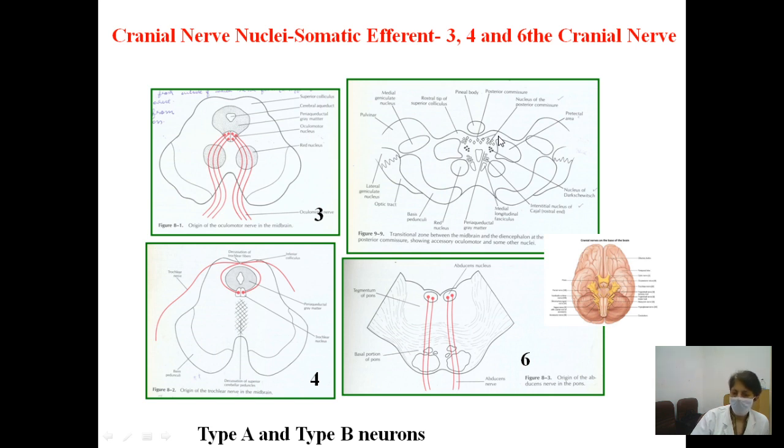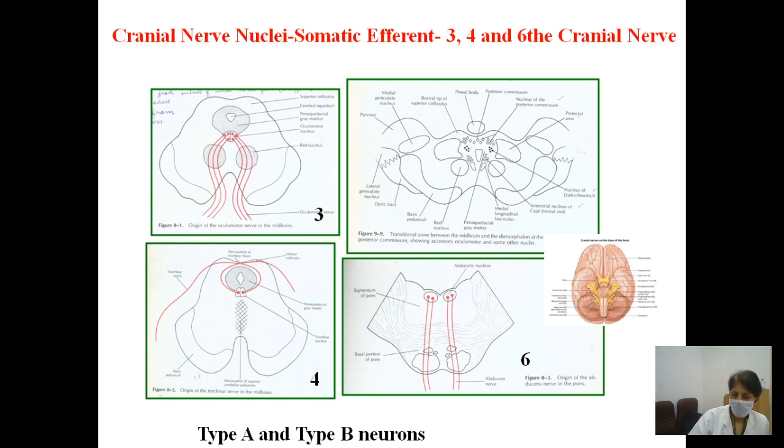These nuclei are important for the class today, not all of them but some, and I'm just going to name them. First is the rostral interstitial nucleus of the medial longitudinal fasciculus, the interstitial nucleus of Cajal, the nucleus of the posterior commissure, as well as the nucleus of Darkschewitsch. These are accessory oculomotor nerve nuclei.